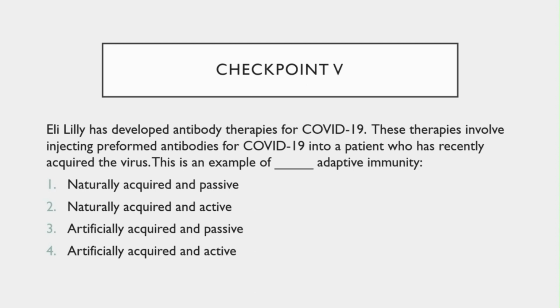Checkpoint 5. Eli Lilly has developed antibody therapies for COVID-19. These therapies involve injecting preformed antibodies for COVID-19 into a patient who has recently acquired the virus. This is an example of blank adaptive immunity.